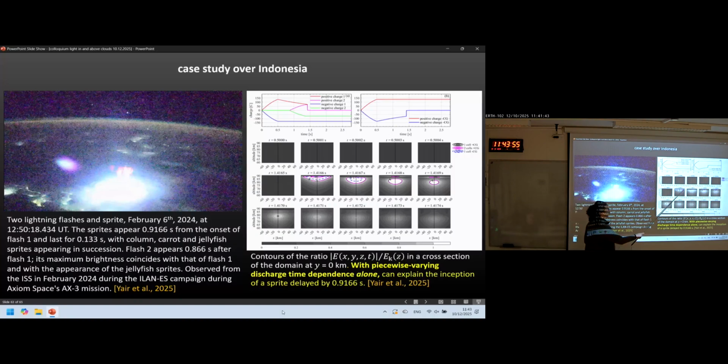So here's the beginning of the sprite in my model at the exact same time that they observed from the space station. And I did it for just the single lightning event here, and also for this one offset, the two of them together. So I did all the possible simulations, and every configuration was able to reproduce this 1 second, or just about 1 second delay.